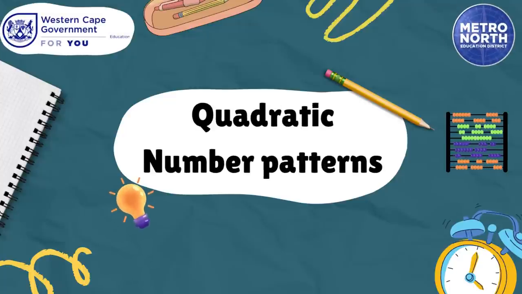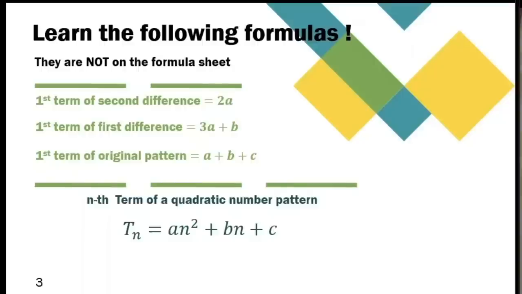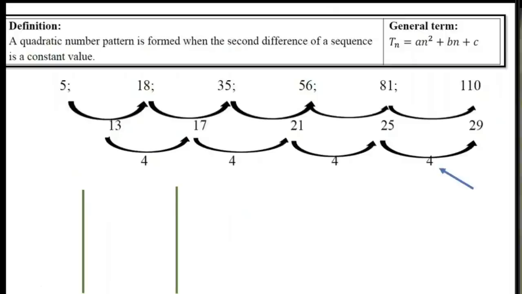Following formulas you need to learn. These formulas do not appear on the formula sheet. The first term of a second difference is equal to 2A. The first term of a first difference is equal to 3A plus B. And the first term of the original pattern is equal to A plus B plus C. The nth term of a quadratic number pattern is given by Tn equals An squared plus Bn plus C. Just a reminder, grade 12s, these do not appear on the formula sheet. You need to know them.